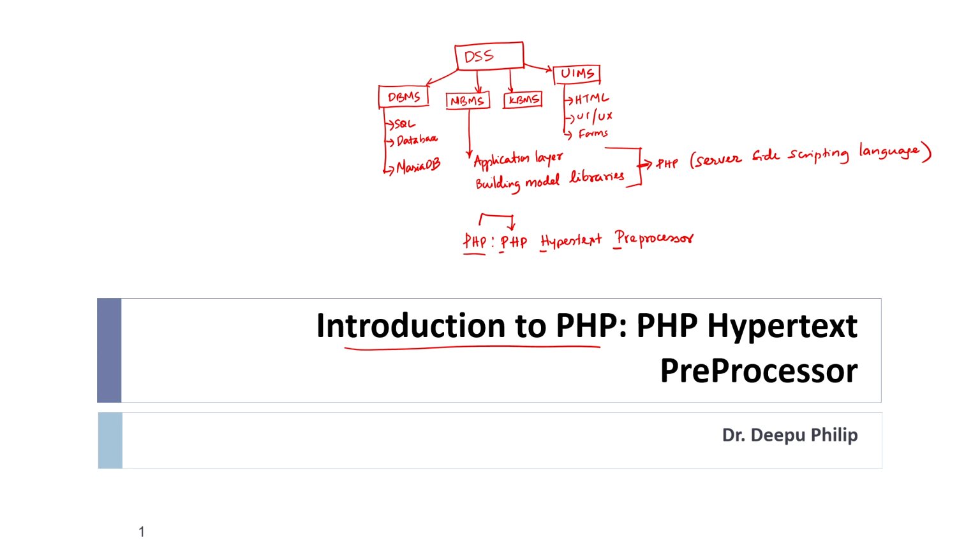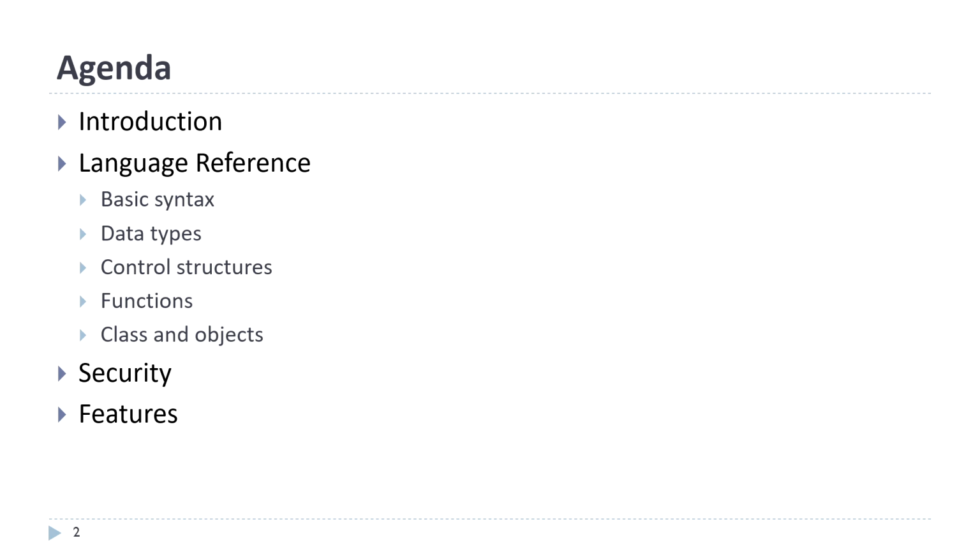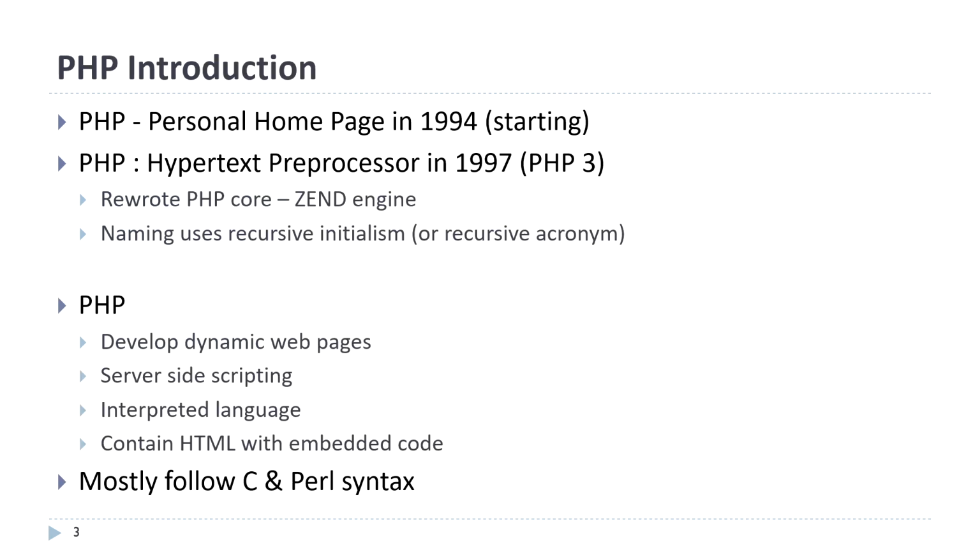We are discussing specifically how PHP is used as an application program, how it builds the application layer, and how it also builds the model, how you create the libraries of different decision models. So, today we have a brief introduction, then references to basic language, syntax, data types, etc. Security and some features is what we will discuss today.